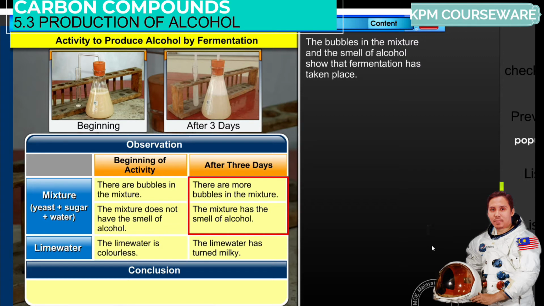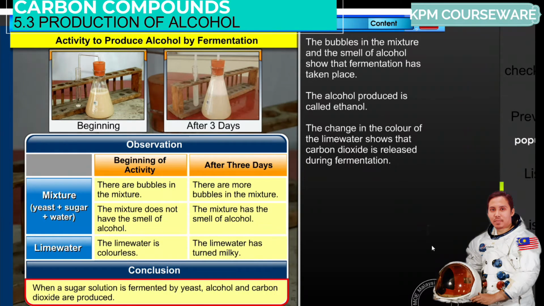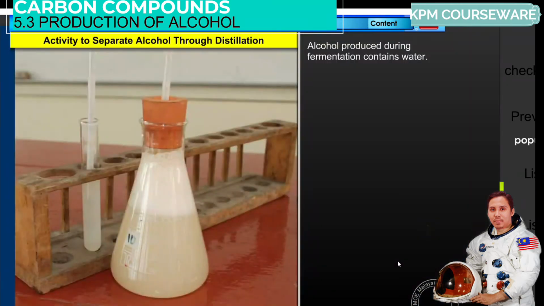The bubbles in the mixture and the smell of alcohol show that fermentation has taken place. The alcohol produced is called ethanol. The change in the color of the lime water shows that carbon dioxide is released during fermentation. When a sugar solution is fermented by yeast, alcohol and carbon dioxide are produced. Alcohol produced during fermentation contains water.